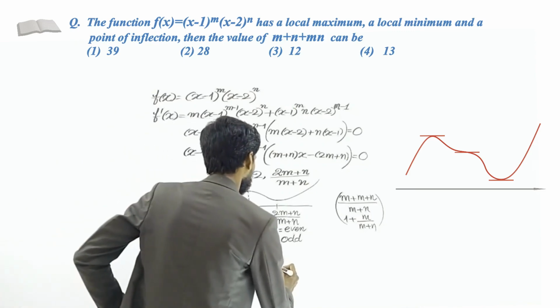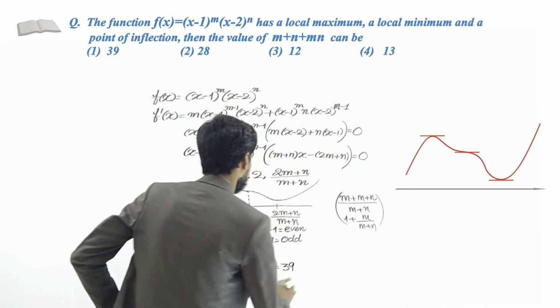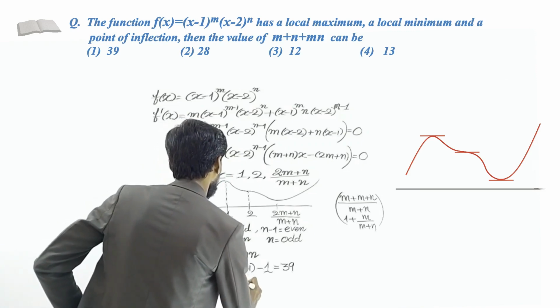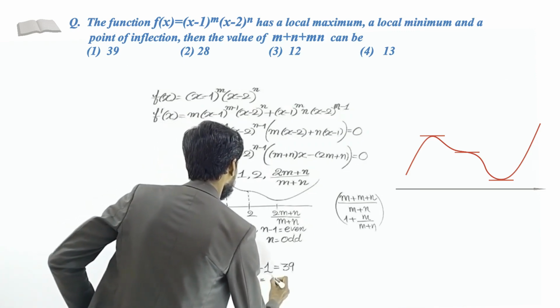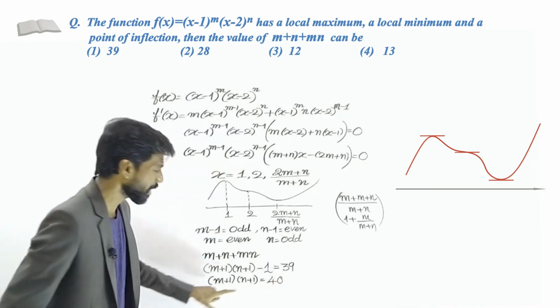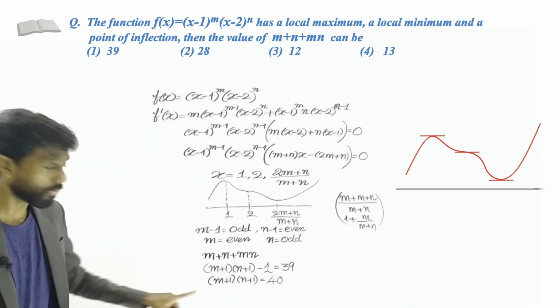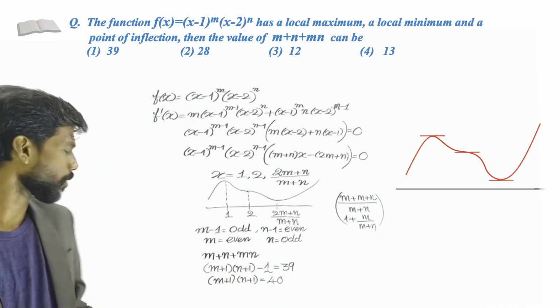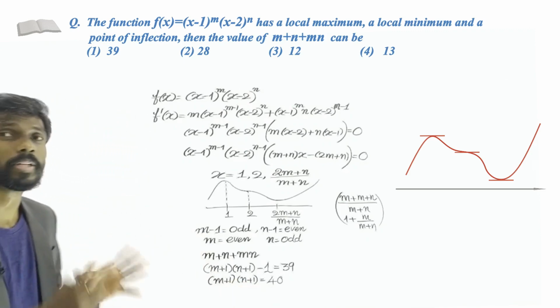Alright, so let us take this value to be 39. Let's see if it is possible. That means m plus 1 multiplied by n plus 1 equals, say, 40. So this product is 40, but one of them is even and the other one is odd. Is there any possibility? One is even, the other one is odd, but the product is 40.